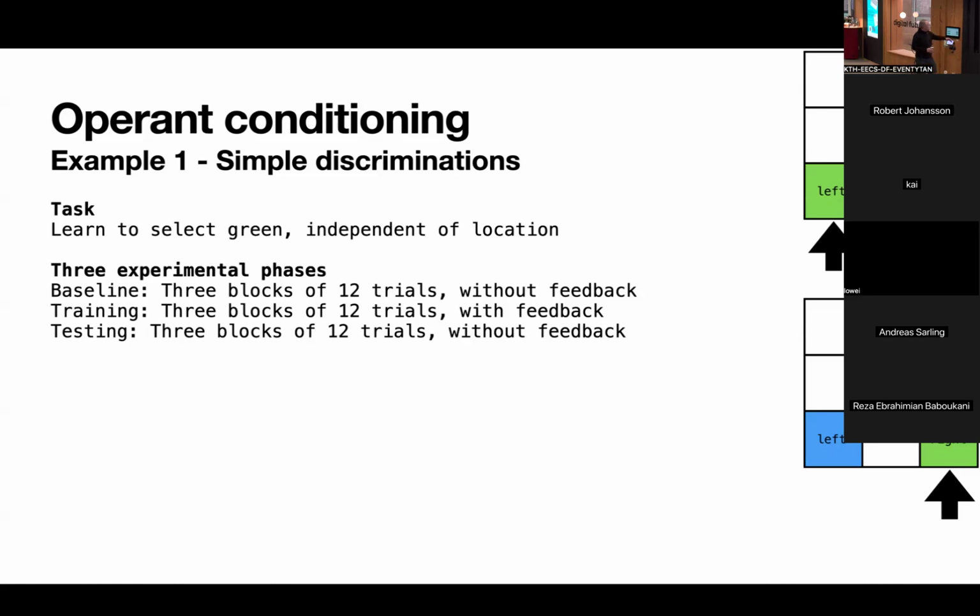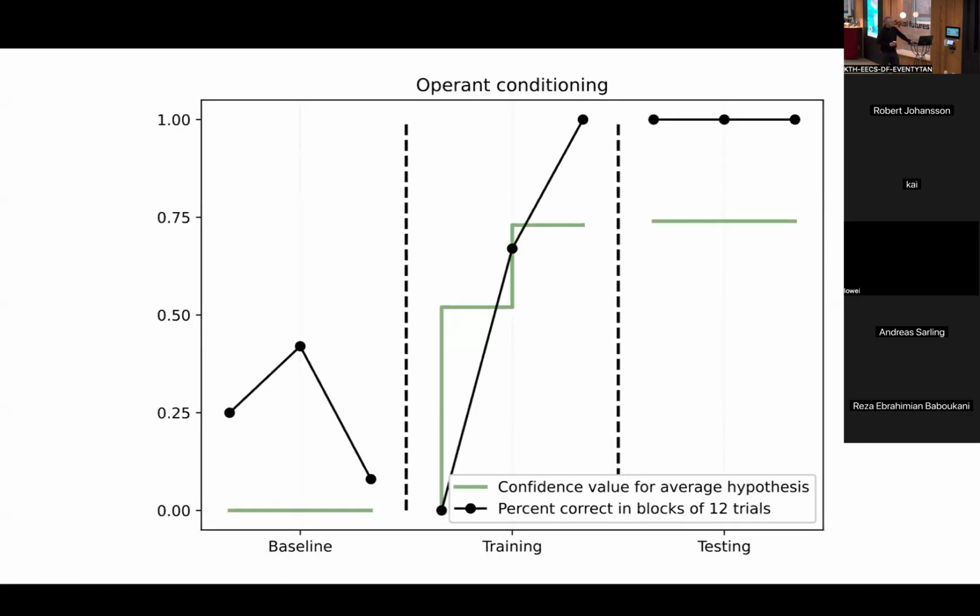That you, for example, have some kind of baseline, training and testing. In the baseline you don't provide feedback, but in the training you provide feedback, and then in the testing you remove the feedback to test if the system has learned anything. So let's say that the task is to select green independent of location. The system, of course, doesn't learn this during baseline because there's no feedback, but as soon as we give feedback, the system gets more and more correct. And in the testing, once again without feedback, the system has learned this perfectly.